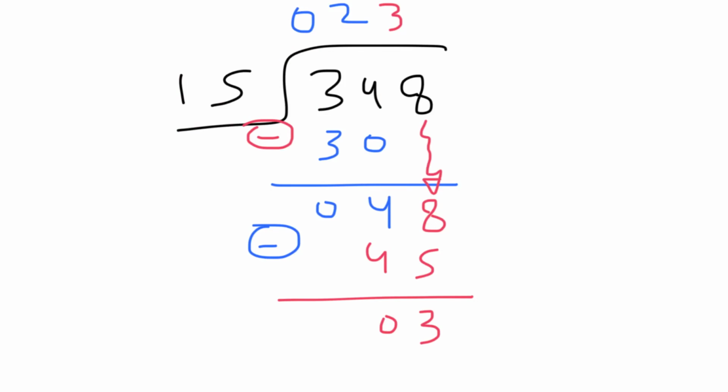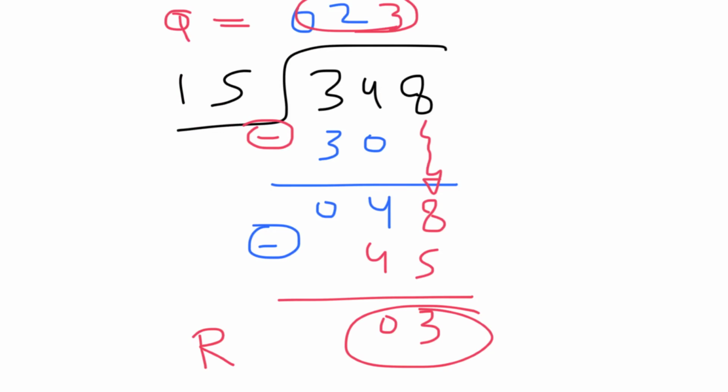And what is the result now? The result is 2 parts, quotient and remainder. The result of the division is quotient, which is this number. This is called the quotient. So the quotient is equal to 23 basically. That's the quotient. And the remainder is the other part. The remainder R is equal to 3. So I have quotient and remainder.